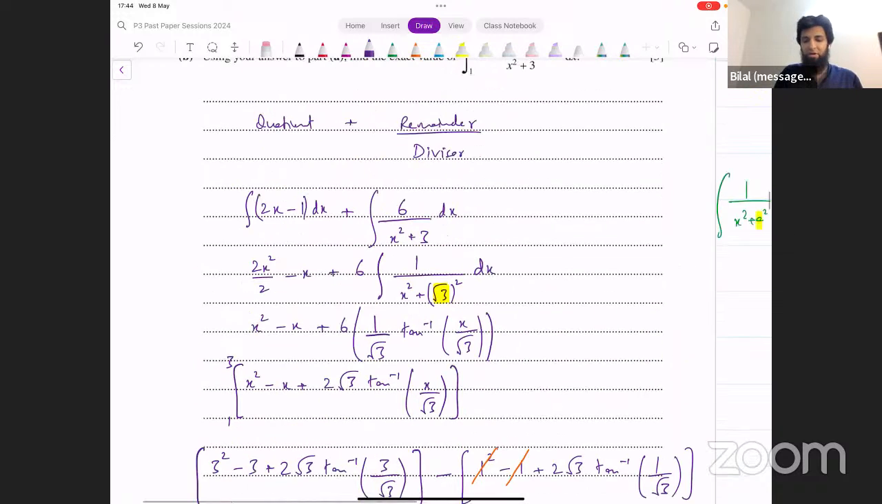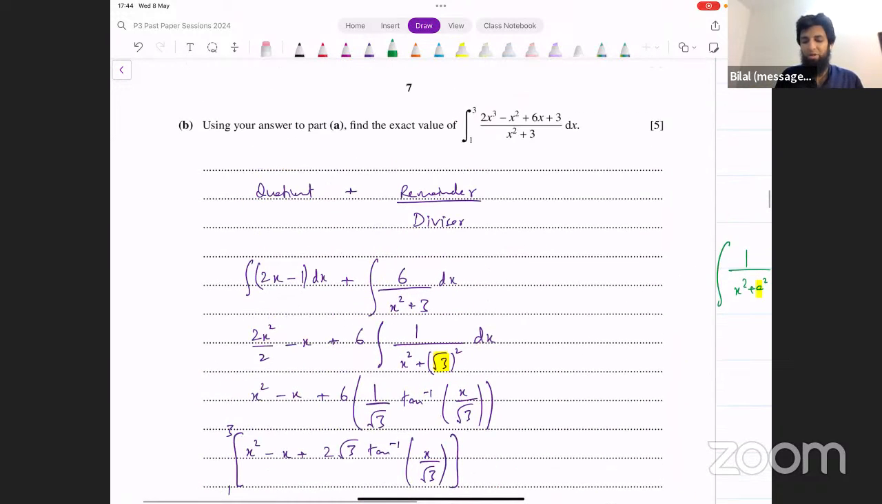Okay, not that difficult. You just have to remember that improper integrals are evaluated like this. We split them into two parts like this: quotient plus remainder over divisor. And that's the result that we get from this. Now let's move on to the next part.